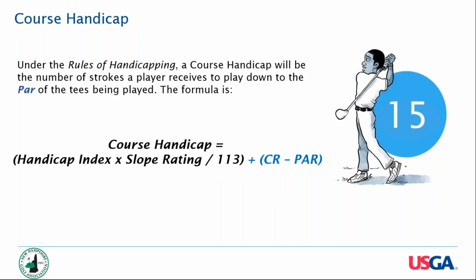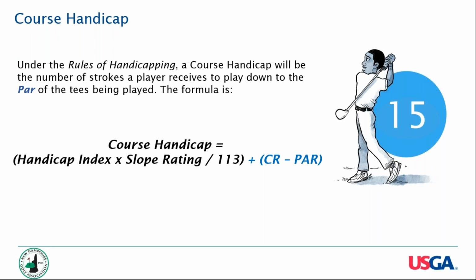So now we're going to just get into the course handicap here. Under the rules of handicapping, a course handicap will be the number of strokes a player receives to play down to the par of the tees being played. All right, so you see the formula here. In black, the handicap index times slope rating divided by 113. That's the same as before, but now we're adding the math for course rating minus par.